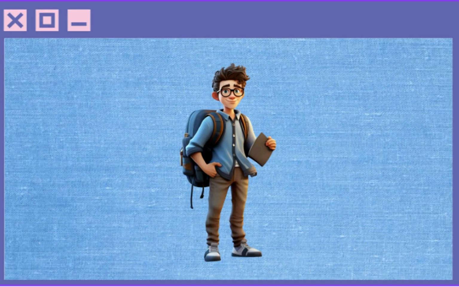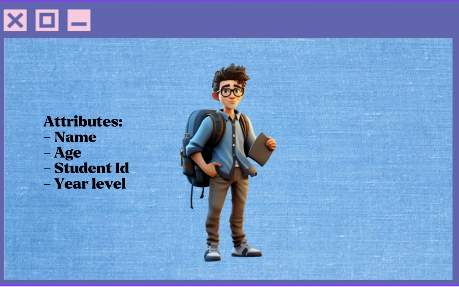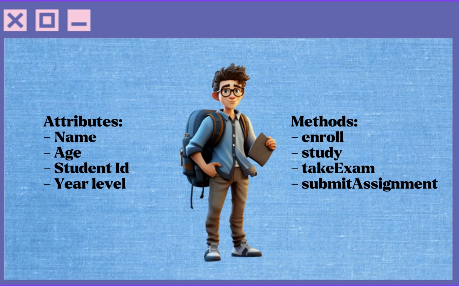So let's have student as a real-world analogy or example. For attributes, usually tells what an object is or has. So a student has a name, age, student ID, and year level. On the other hand, methods usually tells what an object can do. So a student can enroll, can study, can take exam, and can submit assignment.